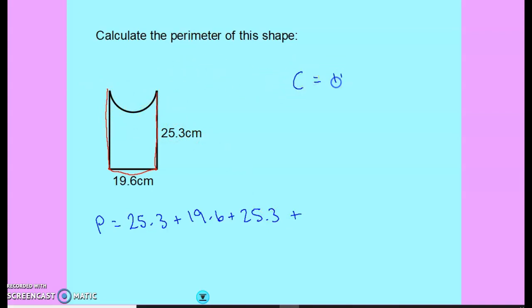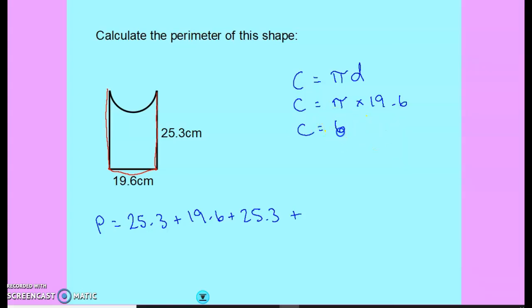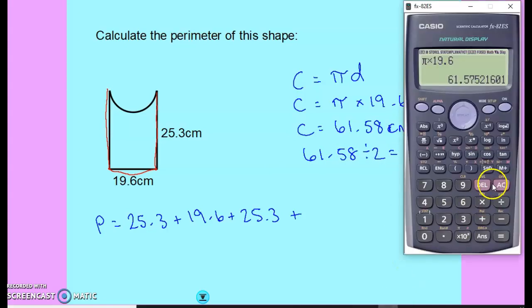Still a circumference, still C equals pi d. Diameter of the circle is that 19.6. That's fine, we can use that 19.6. It comes out at 61.58. That would be for a full circle. Don't have a full circle. I've only got half a circle. I'm going to divide it by 2. And I get 30.79.